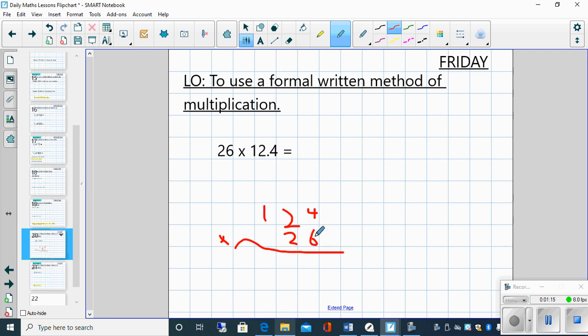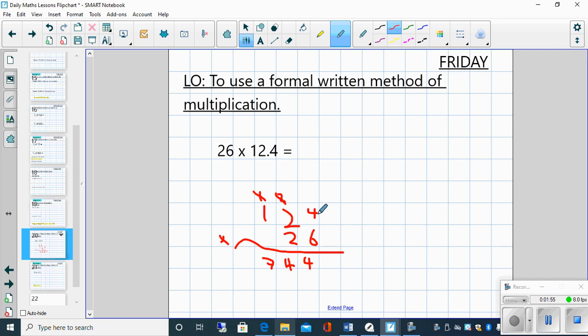So we're going to start with the ones digit here and multiply it by each of the digits above. So 6 times 4 is 24. So we have got the 4 ones here and we exchange the 2 there. Then we do 6 times 2, which is 12, plus the 2 is 14. So we put the 4 there and exchange the 1 here. 6 times 1 is 6, plus the 1 is 7. The 7 goes there, and we can cross that out.